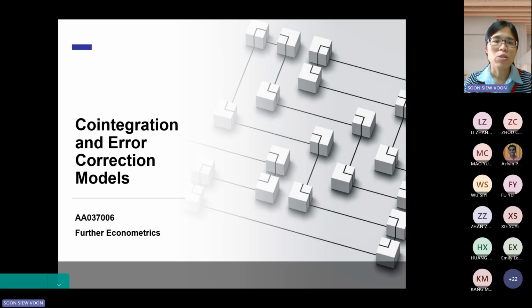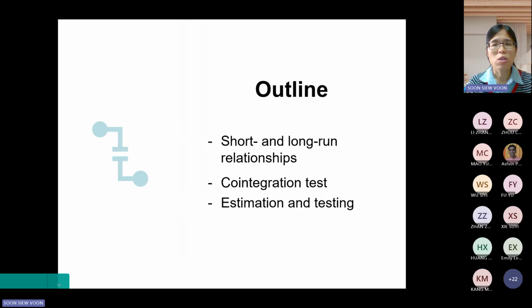So today we are going to talk about cointegration, the idea behind cointegration, and also introduce the error correction model. What we're going to cover in detail today is the short run and long run relationship. We will introduce the Johansen cointegration test. And then next week, we're going to touch on the approach that allows us to handle I(1) and I(0) series, which is called the ARDL approach.